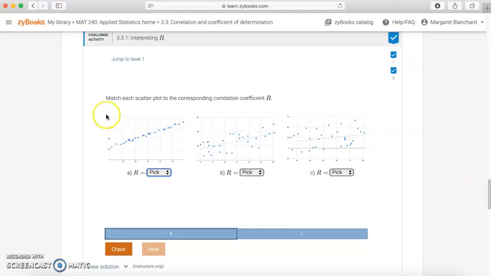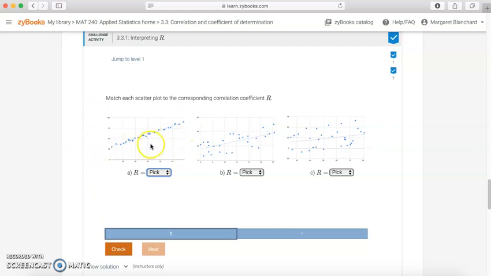As we can see here, we've got 3 scatter plots. It says match each scatter plot to the corresponding correlation coefficient R. The idea is just to get a better idea of what strong, moderate, and no correlation look like in a scatter plot, how they look with the correlation coefficient, and how they relate to the regression line. So all these are positive, as we can tell, because they all have an increasing pattern. As X increases, so does Y.